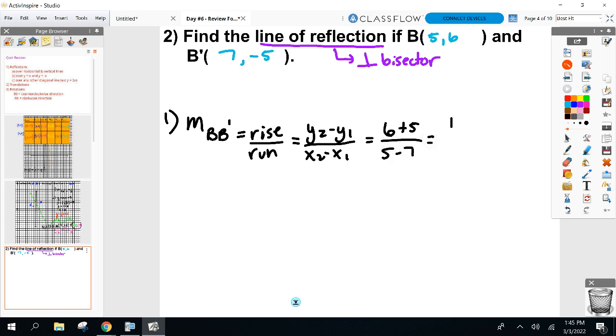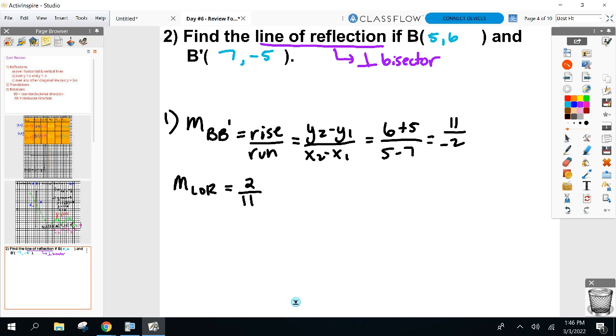Ugh, this is disgusting. Negative 11 halves. How's that look? We okay? Negative 11 halves. So what's the slope of your line of reflection? If this is 11 over negative 2, the line of reflection has a slope of 2 over 11. Flip and change the sign. Negative reciprocals, right? Sure, we're all right there. Are you guys all right on this whole negative 11 over 2 or 11 over negative 2? I don't care where the negative is, by the way. It's just the slope is negative.